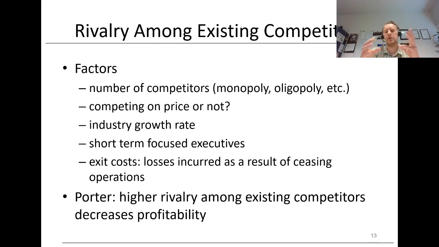Also, what's very important and affects the rivalry amongst existing competitors are the exit costs. What are the losses incurred as a result of ceasing your operations? Sometimes these losses can get quite substantial, such that unprofitable businesses try to stay in business as long as possible because the exit costs are huge. If the exit costs are low, then they will quickly leave the business and the pie will have to be redistributed. Once they see that there's no business to be gained anymore, they exit and redistribute the pie, whereas when the exit costs are high, that becomes less obvious. Quite obviously, higher rivalry amongst existing competitors decreases profitability.